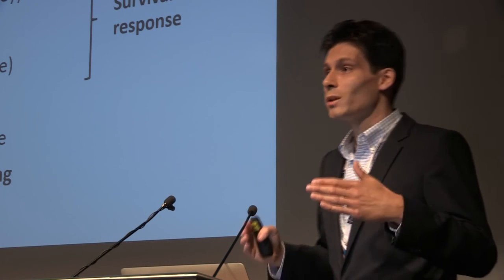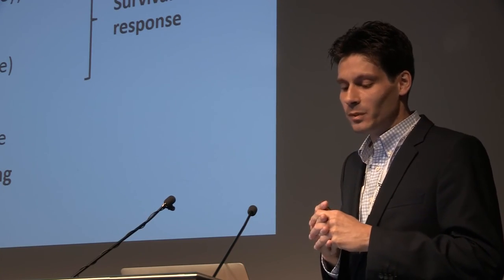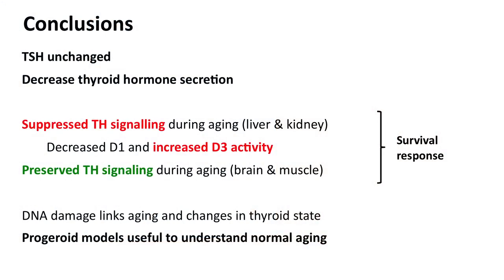So to conclude, what animal models have taught us is that at a central level it appears that TSH levels are unchanged in view of a decrease in circulating T4 and T3 levels. Also, the thyroid gland reduces its secretion of the hormone into the circulation. At the T3 end organ tissues, there appears to be a tissue-specific response, so a suppressed thyroid hormone signaling in liver and kidney, and a preserved thyroid hormone signaling in brain and muscle. And this might well be part of the so-called survival response.